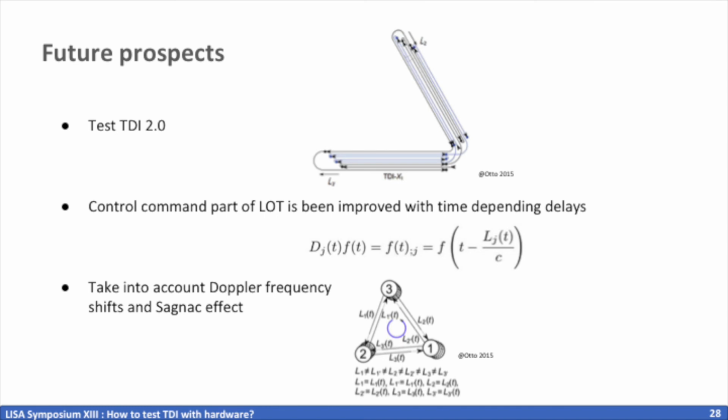The control command part is being improved to apply time-dependent delays between LISA on Table arms. Soon we will be able to simulate effects like Doppler frequency shifts and Sagnac effects.